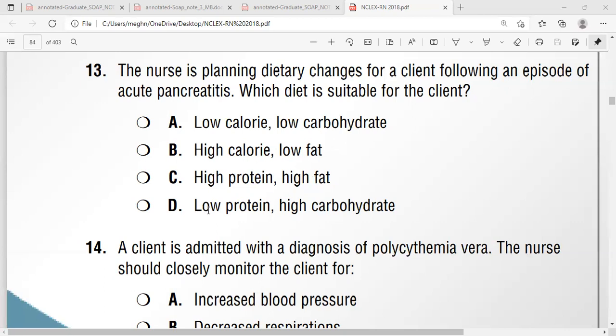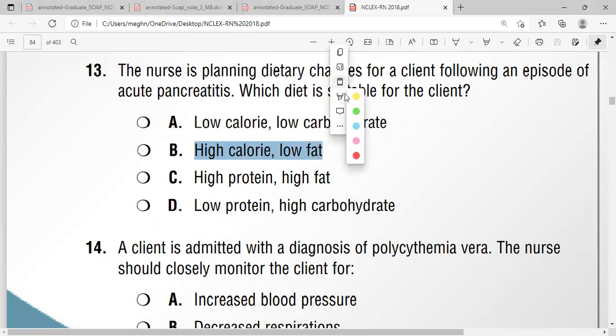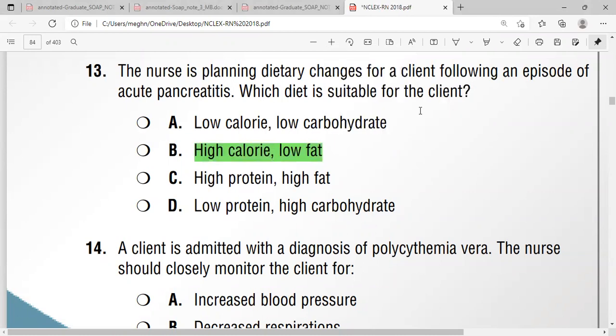Number D, low protein and high carbohydrate. The correct answer is number B, right? Which diet is suitable for the client? So, a high calorie but low fat diet is suitable for the client.